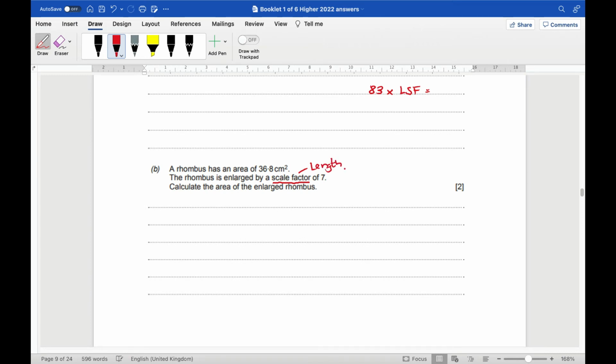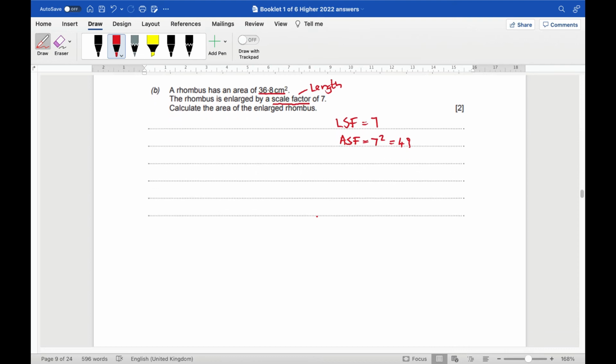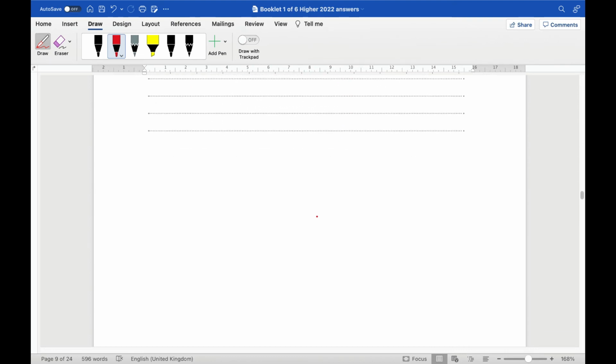We tend to just say scale factor instead of length scale factor, whereas for area scale factor and volume scale factor, we say those words. So the length scale factor, we haven't even had to work it out in this question, is 7. And we're talking about the area, so we need the area scale factor, which is 7 squared, which is 49. And we will times that by 49 to get the bigger area. Sorry, the area of the bigger rhombus, I should say.